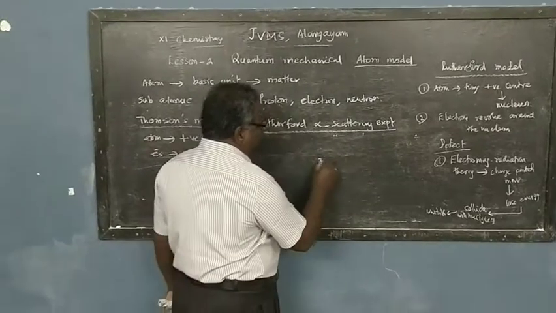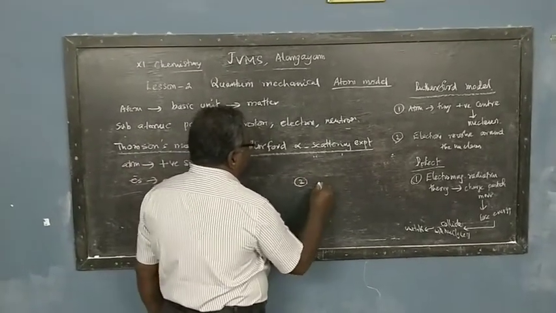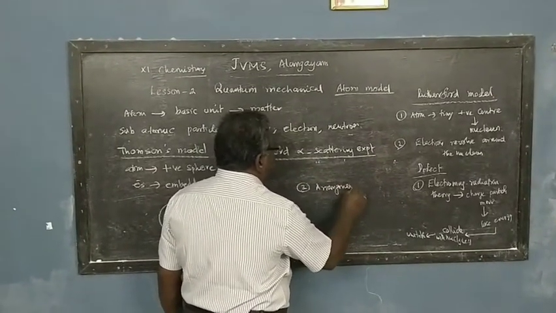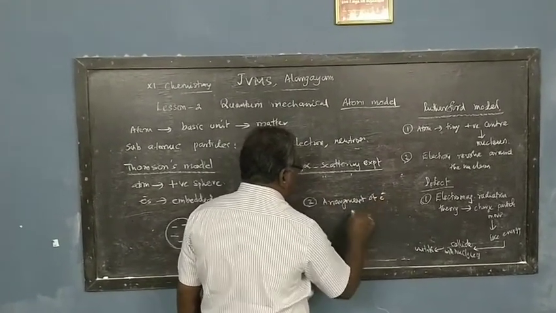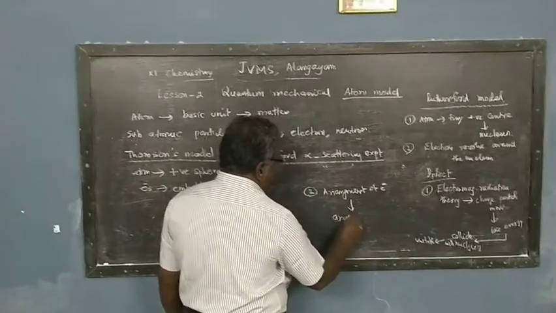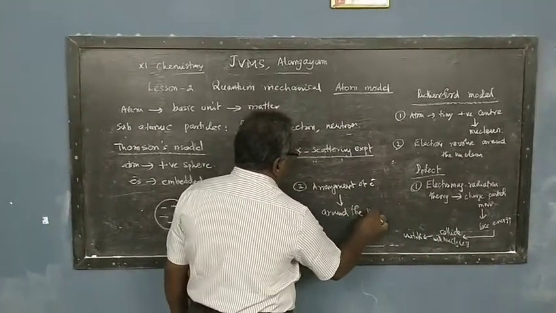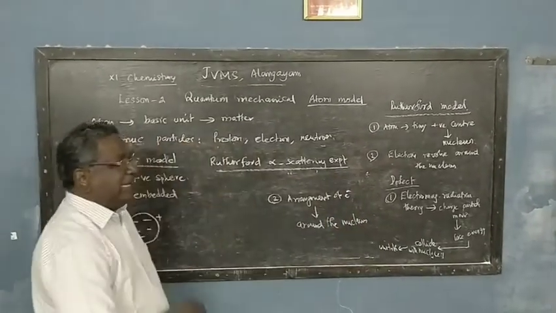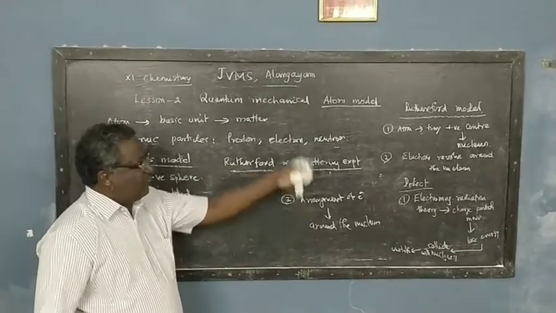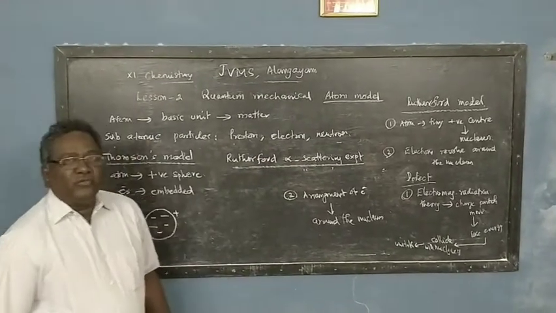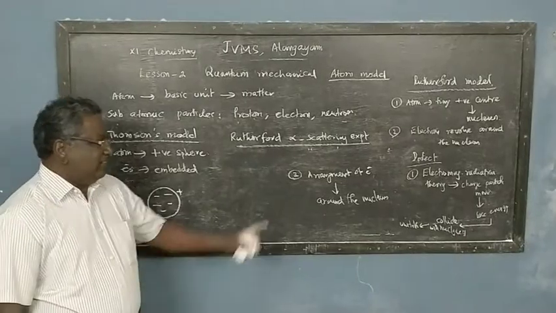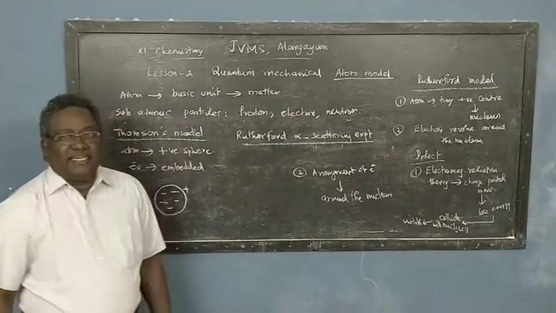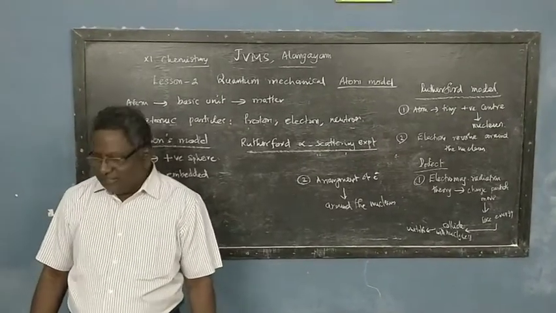The second defect is that the arrangement of electrons around the nucleus is not explained. So how the electrons are arranged around the nucleus, that explanation, who gave it? Rutherford did not give it, right? This is the second defect. Therefore a third scientist came and he started finding out the new atom model.